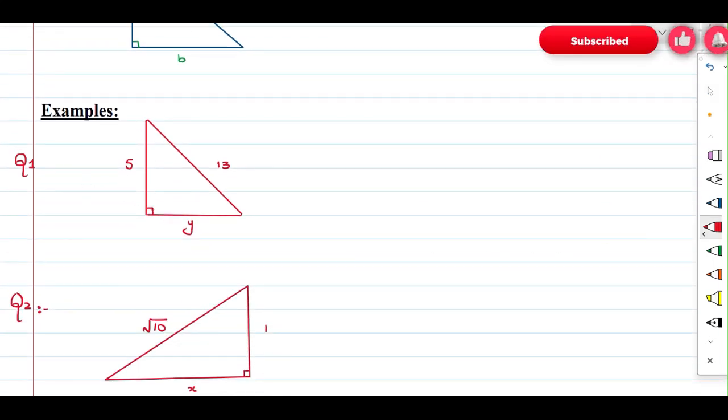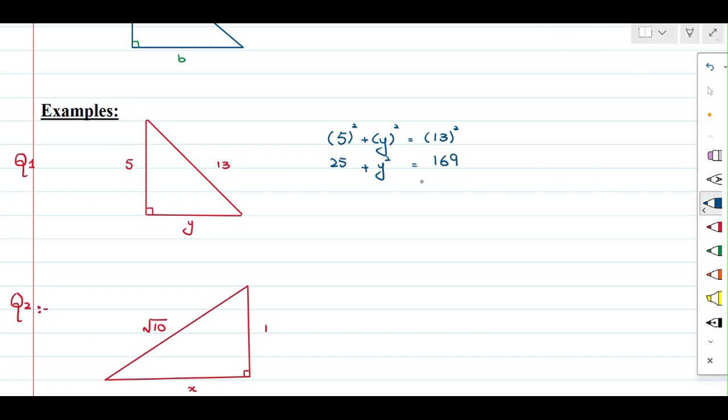The first one, it's a right angle triangle. Again, you can see this is the hypotenuse and these are the two sides which are perpendicular to each other. So by using the Pythagoras theorem, we have to apply that the sum of the squares of the two perpendicular lengths of the triangle. So the perpendicular length is 5 square and the other perpendicular side is y square. This would be equal to the square of the hypotenuse, 13 square. 5 square is 25 plus y square, and this is equal to 169. 13 square is 169, right?